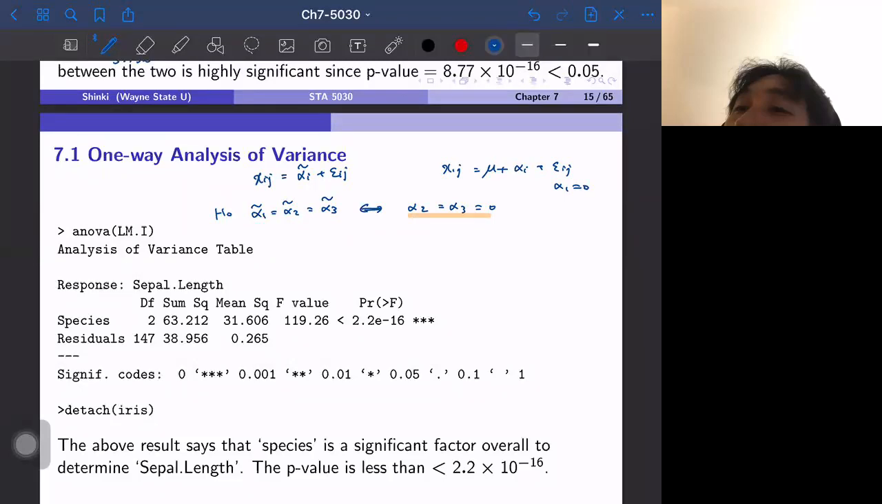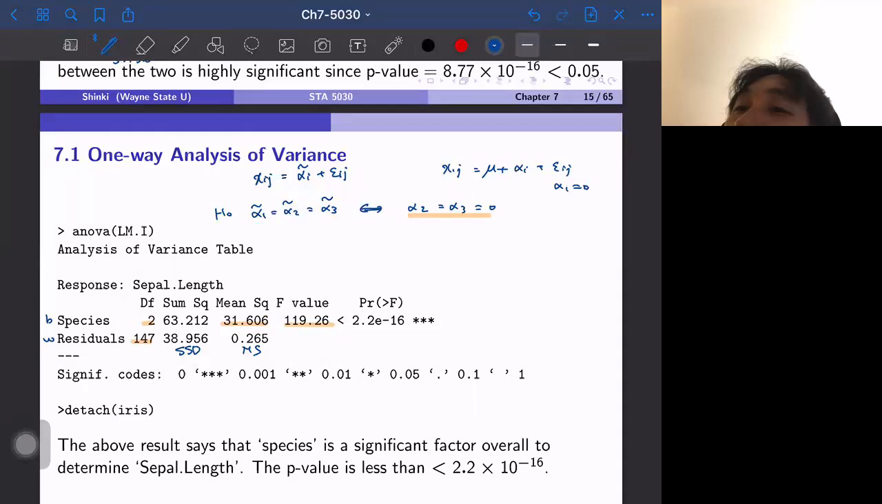The F value is reported here, which we defined in the first video in this chapter. And the degrees of freedom are 2 and 147. You can see the mean square error. This is the sum of squares and this is the mean square for the species and residuals. So this is the species, the between, and the residual is the within, so B and W.